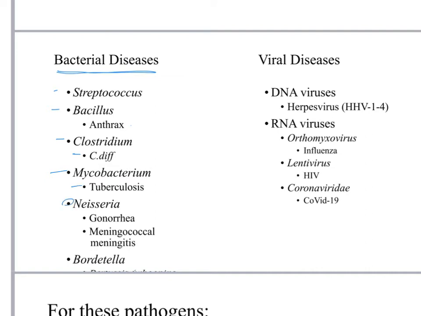The Neisseria are gram-negative cocci. Most famous ones there are the organisms that cause gonorrhea and meningococcal meningitis. And then Bordetella is called a coccobacillus, so it's kind of somewhere between a cocci and a bacillus. It's also gram-negative. It causes whooping cough.